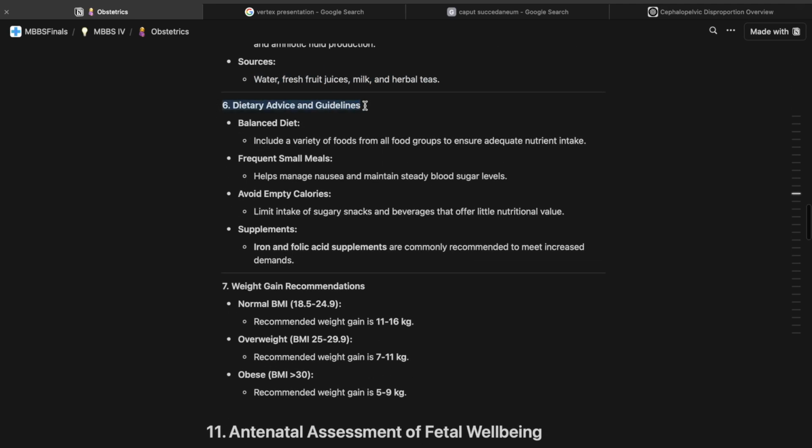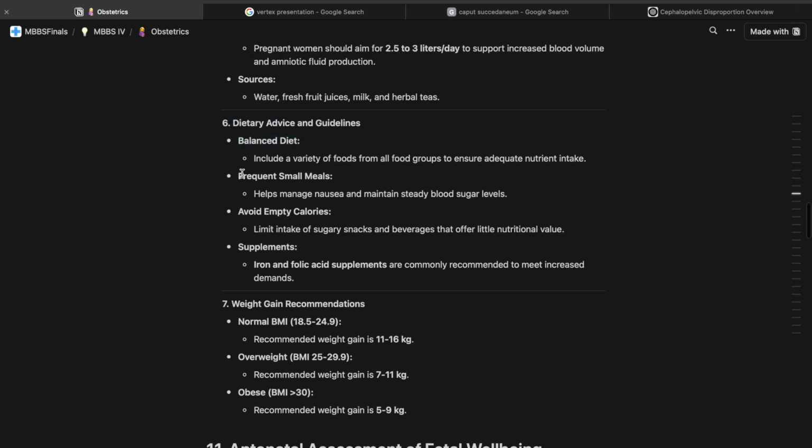Coming to dietary advice and guidelines. Balanced diet, frequent small meals, avoid empty calories and supplements. So this is, I think, in general what most people should be following to have a healthy lifestyle. But in this particular case, in case of balanced diet, include a variety of foods from different food groups to ensure adequate nutrient intake.